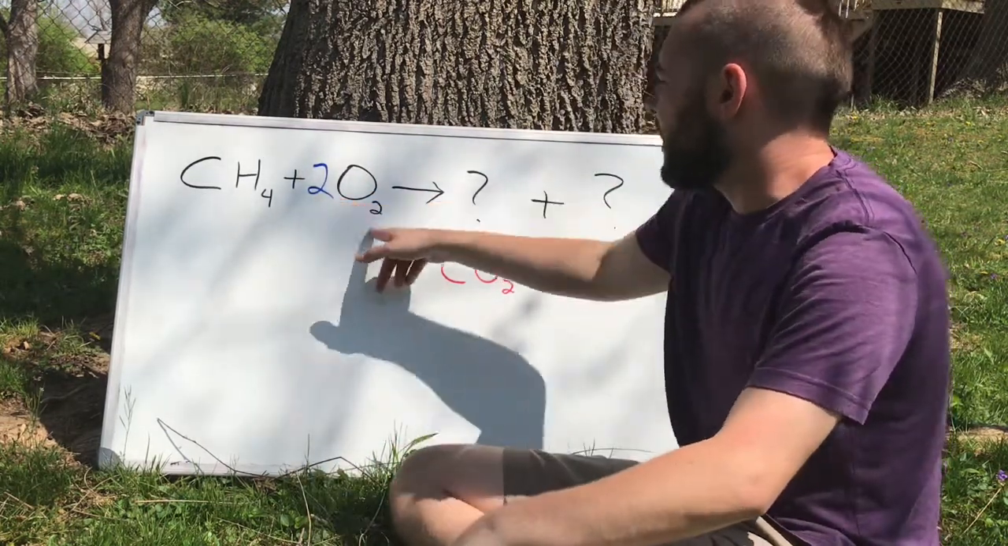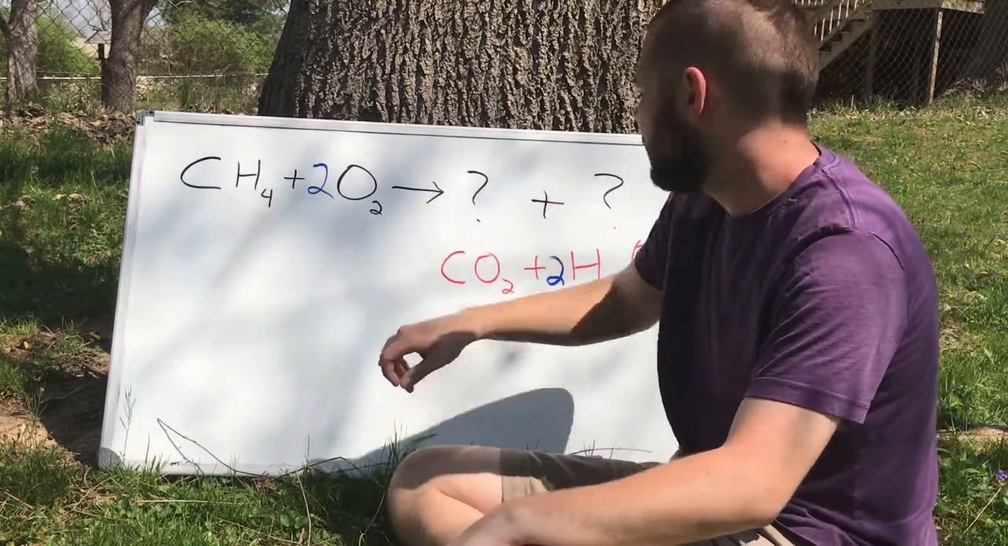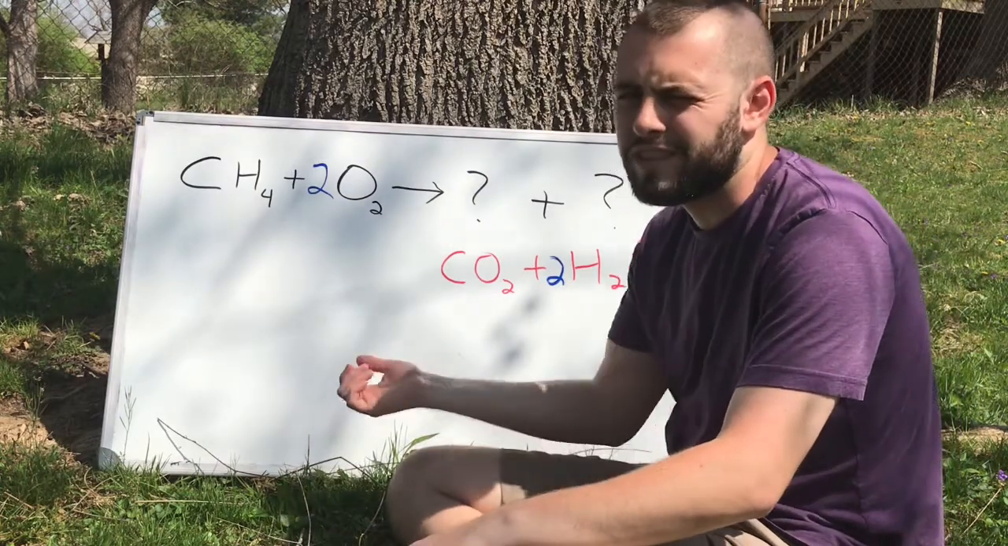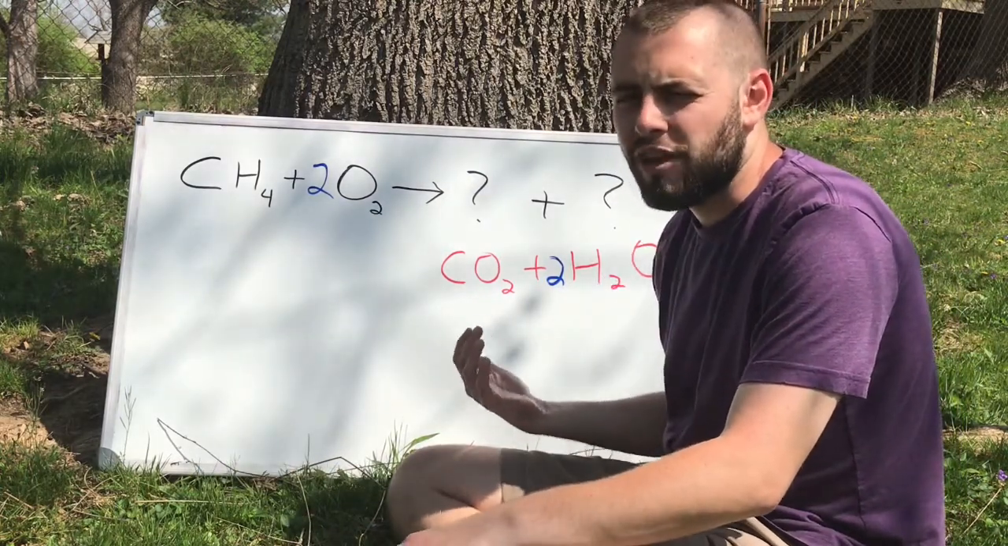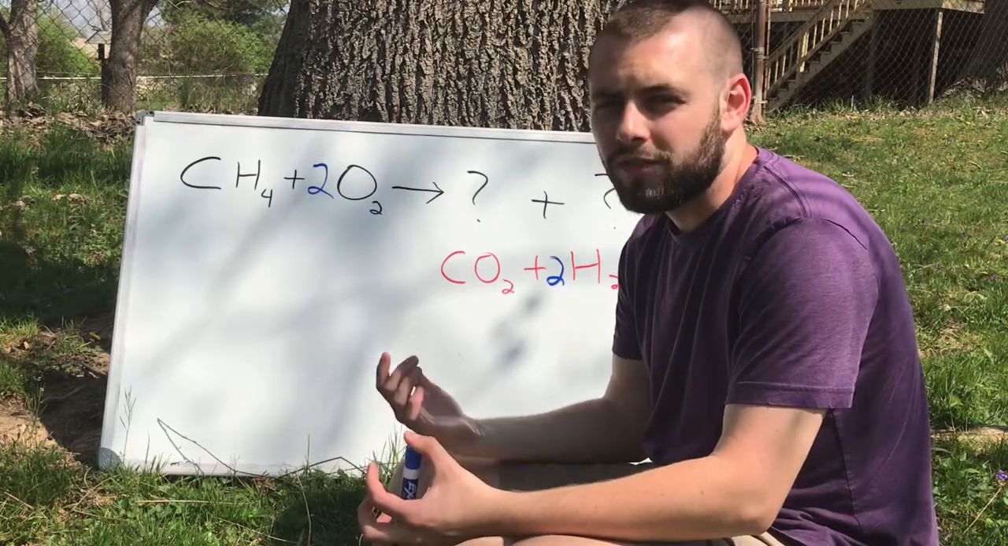Now I've got 4 oxygens, 4 oxygens. 1 carbon, 1 carbon. 4 hydrogens, 4 hydrogens. I've predicted this reaction and I've balanced it. This is a really useful skill.